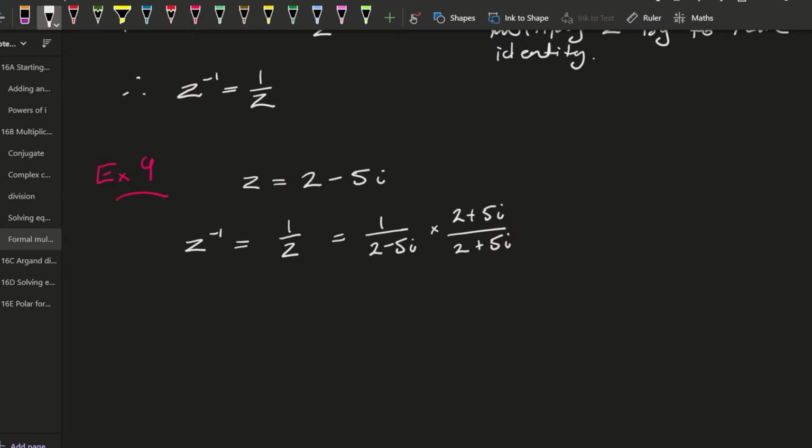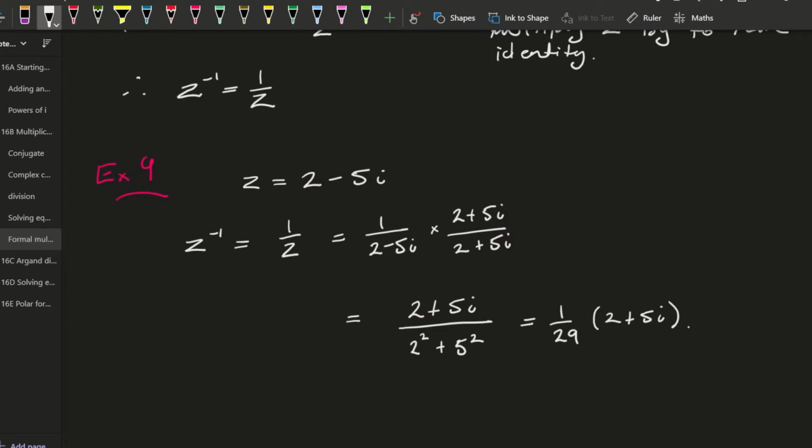So therefore, we've obviously got 2 plus 5i in the numerator, and the denominator should be the real coefficient squared plus the imaginary coefficient squared. And that's just 4 plus 25, so we now have 1 divided by 29 multiplied by that numerator.